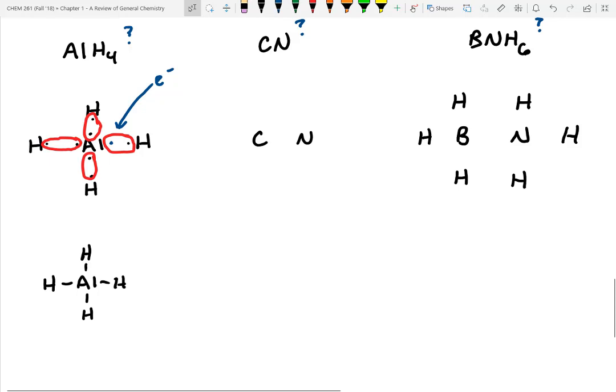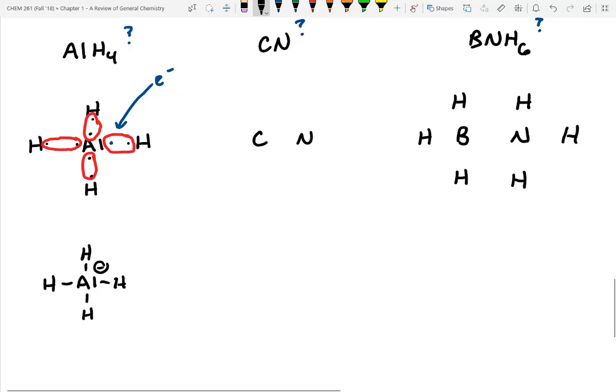-1 on the aluminum, right? So you can write -1. Usually if it's -1 or +1, you don't include the number because it's just implied. So I'll just write Al negative like that. So there we go. We've drawn the Lewis dot structure of aluminum hydride. That's the name of that anion. All right, so let's do the next one, CN.